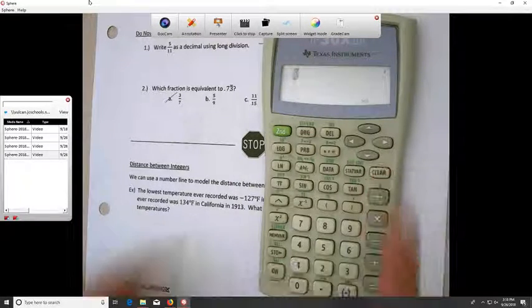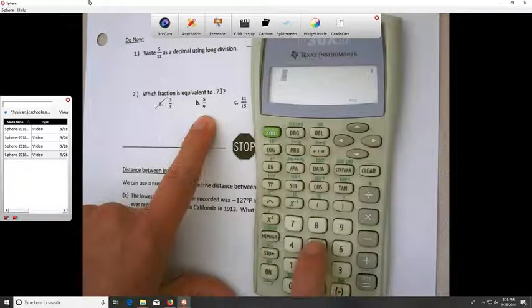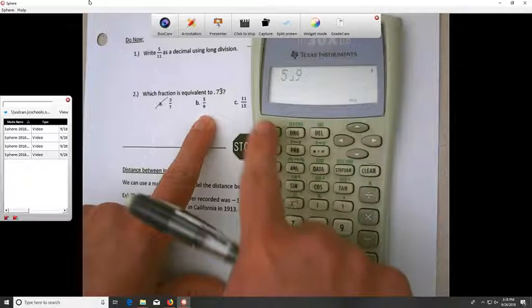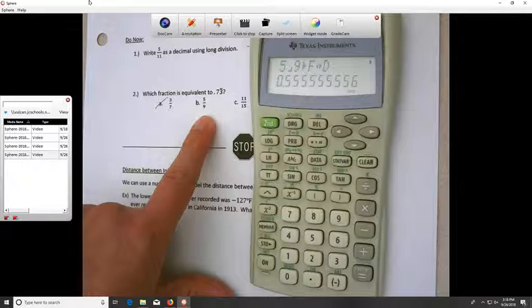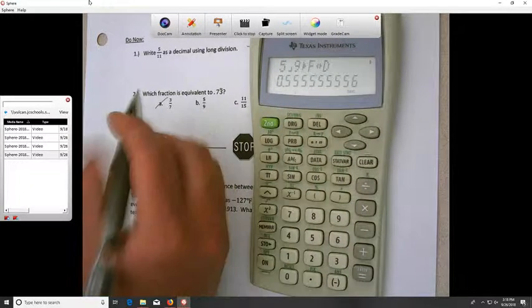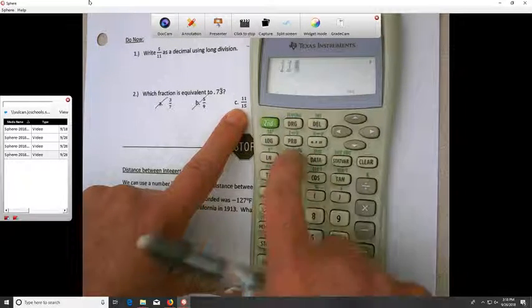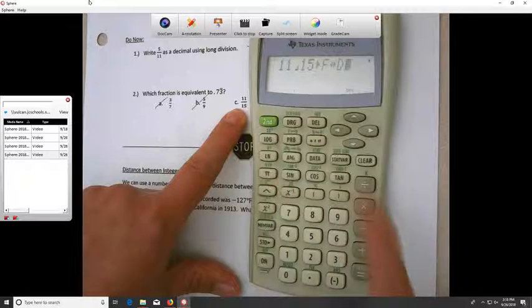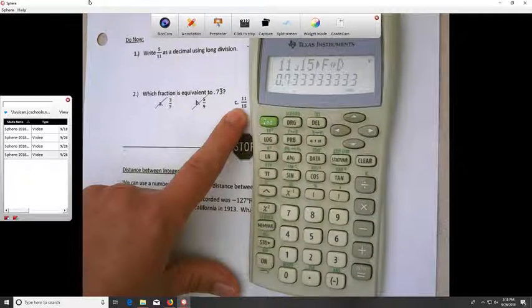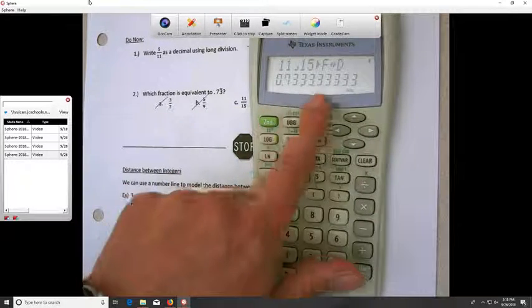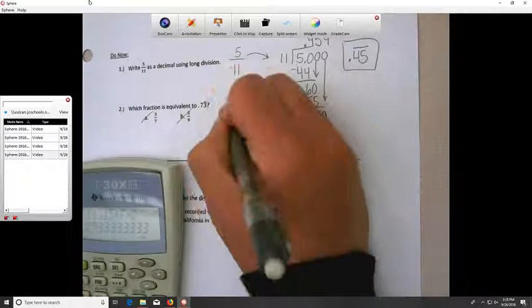Alright, so the next one I'll try is 5/9. So 5 ABC 9, second PRB. I get 0.5 repeating, can't be that. So then I go to the next one, 11 ABC 15, second PRB. And now I get the one that's equal to 0.73 repeating. Alright, so that's going to be choice C.